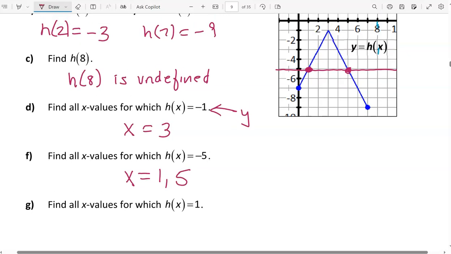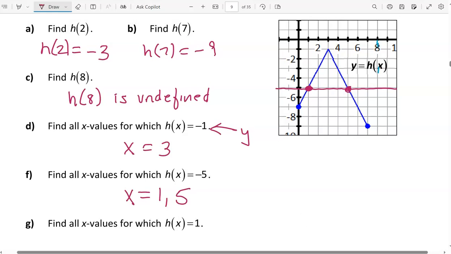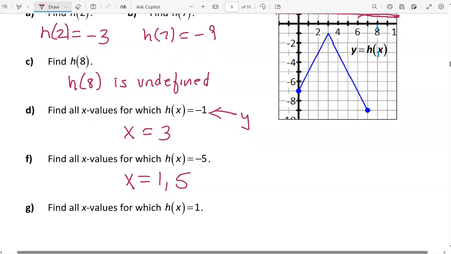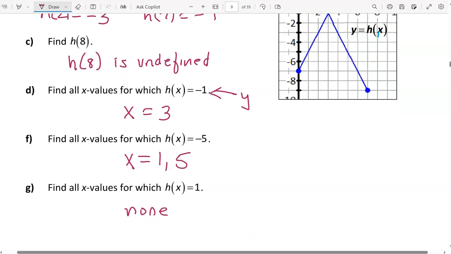And lastly, find all x values for which h of x, or y, is equal to 1. So y is equal to 1 is way up here. And you'll notice it does not intersect with the graph. So there are no x values, or you could even say no solution, because we're trying to solve an equation here that has no solution. There is no value of x that makes this equation h of x equals 1 a true statement. And that's it.